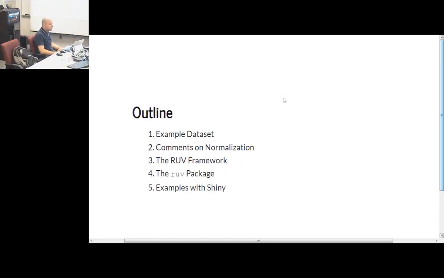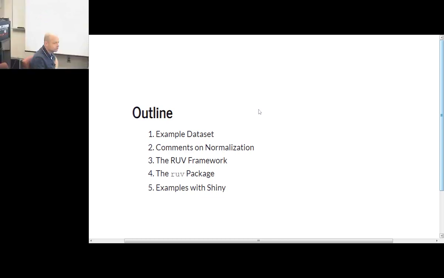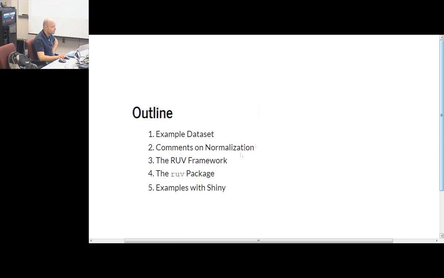Okay, so outline. I'm going to start off by giving an example data set to motivate everything that I'm going to say. I'm then going to make some high-level comments on normalization, and then also some somewhat high-level comments about the RUV framework. And then I'll get into discussing the actual RUV package, and at the end I'll do a couple examples with the Shiny app.